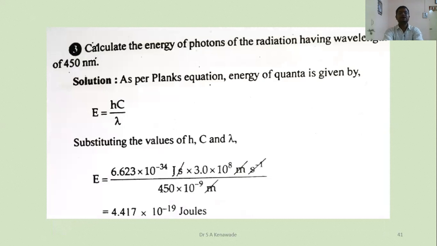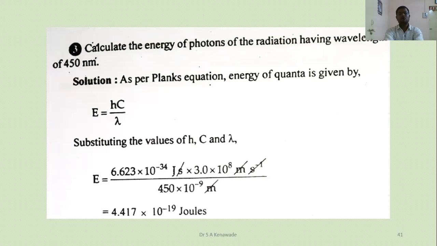Next problem is: calculate the energy of a photon of the radiation having wavelength of 450 nanometer. We have to calculate the energy of the photon, and energy of photon is given by Planck's equation, E is equal to h into mu. Mu, the frequency, is given by c divided by lambda, that is velocity of light divided by wavelength.